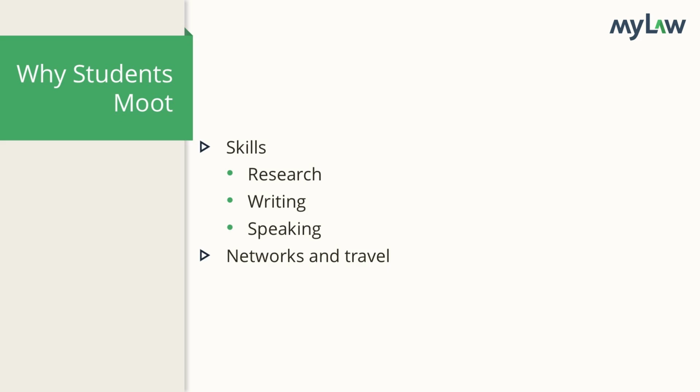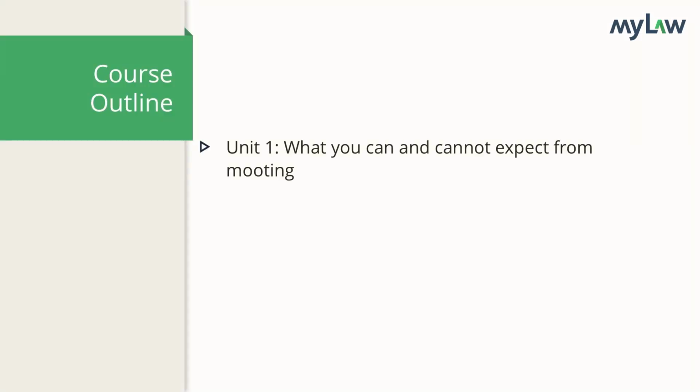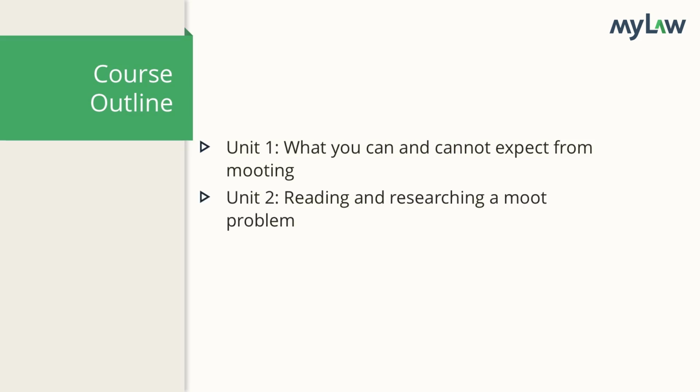This course is divided into 4 units. The first unit is about contemplating whether to moot. This unit has only one video, the one you're watching right now, which explains what mooting is and what you can and cannot expect from moots. The second unit has 2 videos about reading and researching a moot problem.